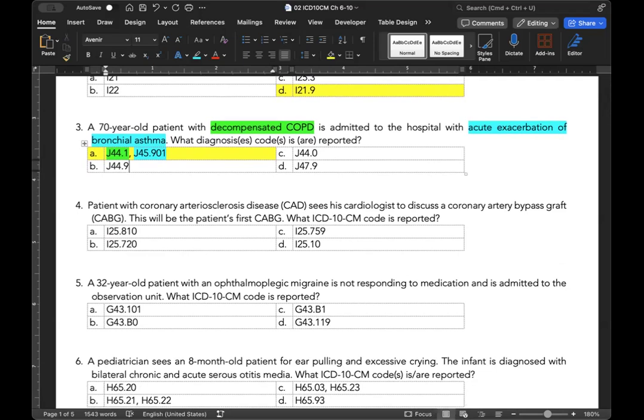Number 4, patient with coronary arteriosclerosis disease or CAD sees his cardiologist to discuss a coronary artery bypass graft or a CABG. This will be the patient's first CABG. So what is our main term that we're going to look up? Disease. Yep. So we'll go to disease.